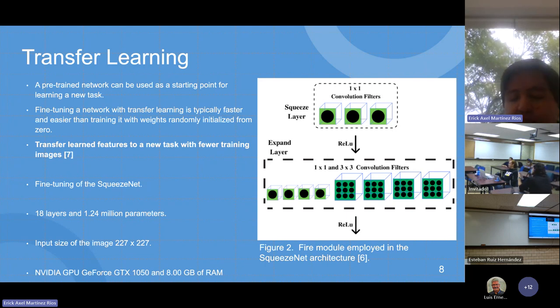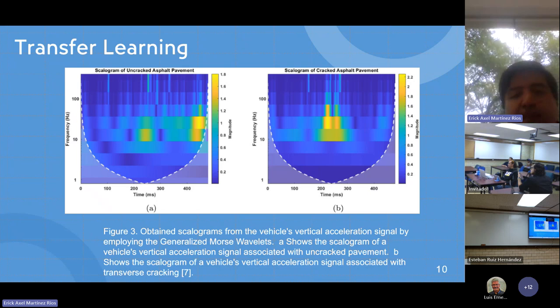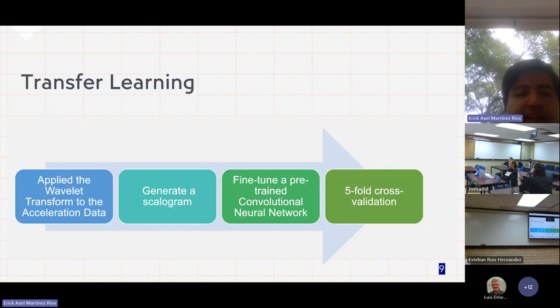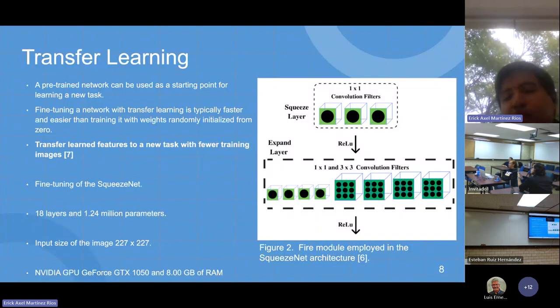So that's basically the process. First, what we did was to generate this scalogram of the signals, and then we save this image in the computer, and then resample these images to the size that the network requires in order to train it. I don't know if that answers the question more clearly, or if it explains better what we did with these scalograms and the network training.